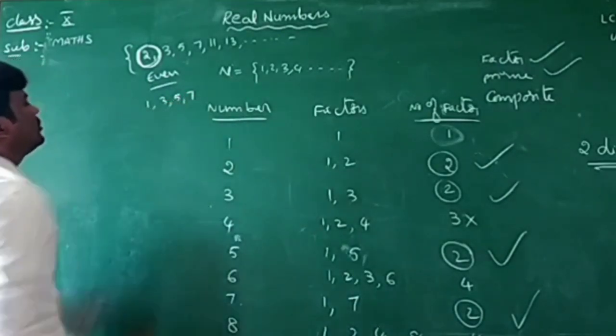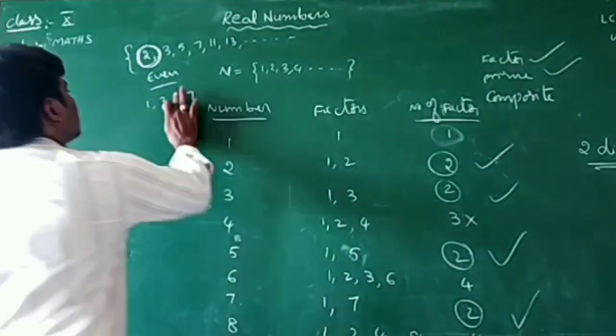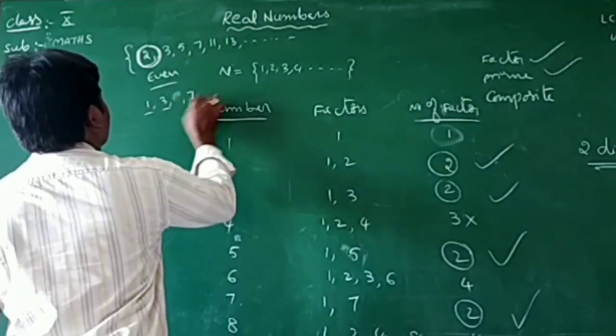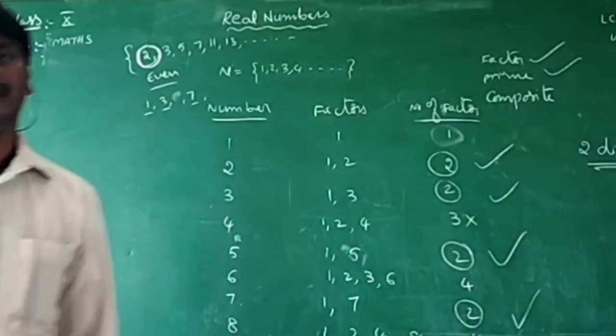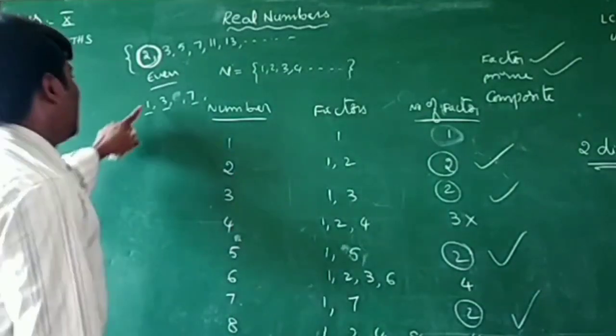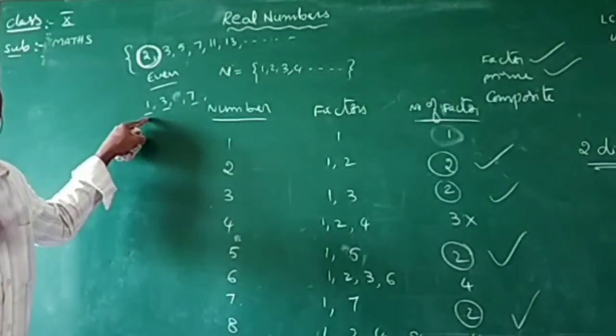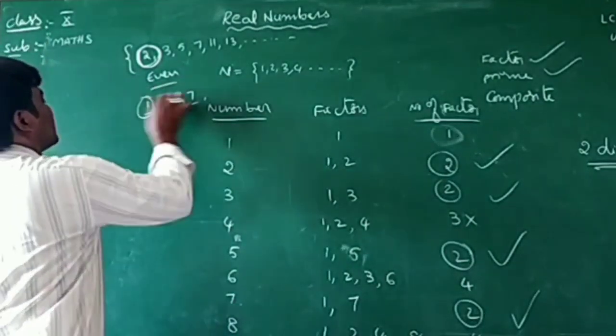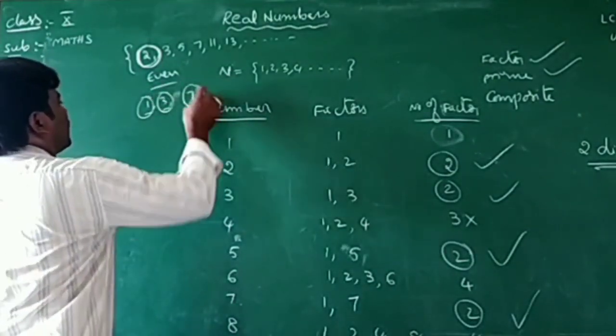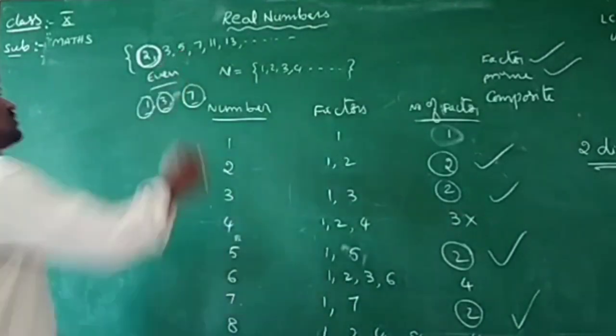So 1, 2, 3, sorry, 5 also. Exactly 1, 3, 5, 7. It ends with 1, 3, 7. Okay, so that means if a number ends with 1, it may or may not be a prime number. But a prime number should end with 1, 3, 7. A single digit, that's why 5 also.